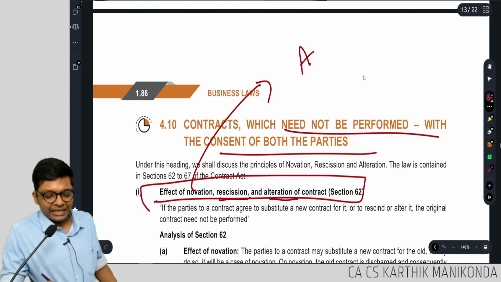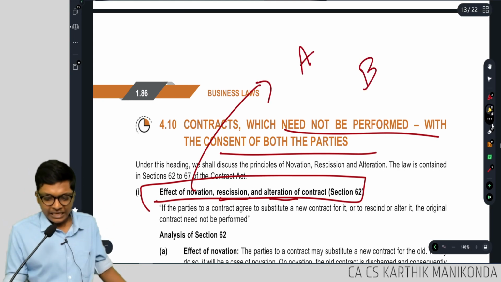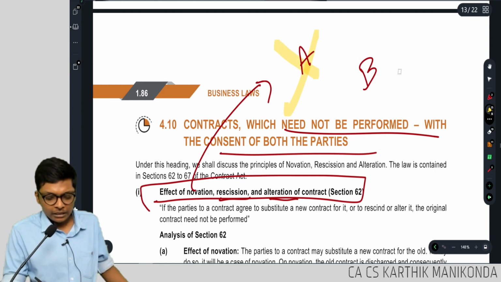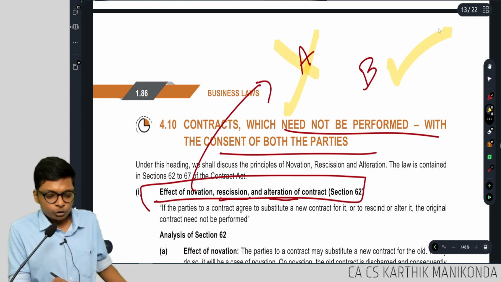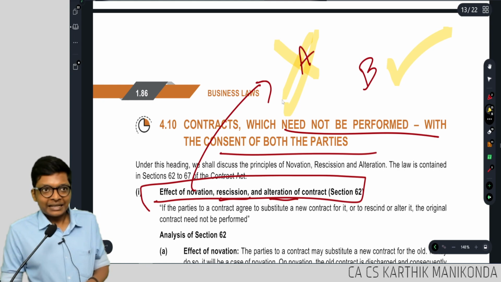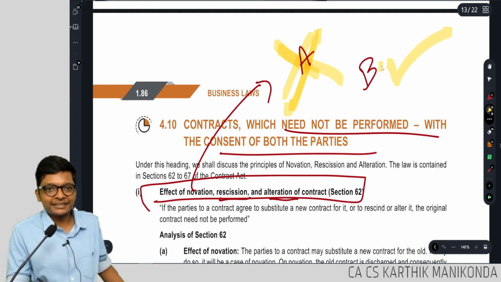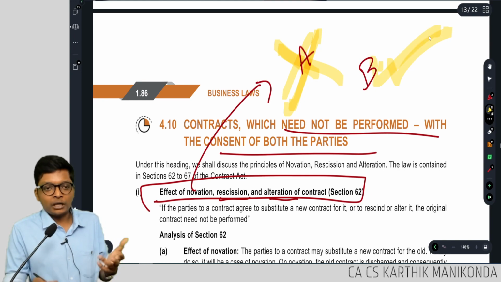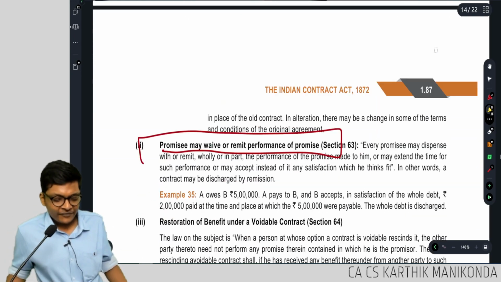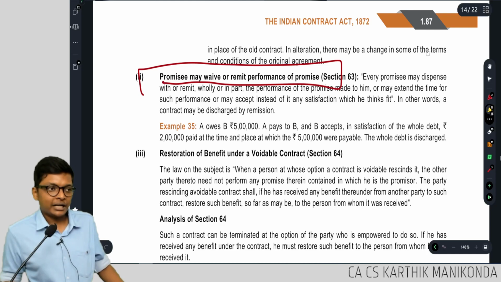If there are two contracts A and B, I will cancel A and perform B. So A is not performed. Recession, cancelling A, need not perform, and B is new contract, I will perform. Clear? Same way, waive or remit performance of contract.